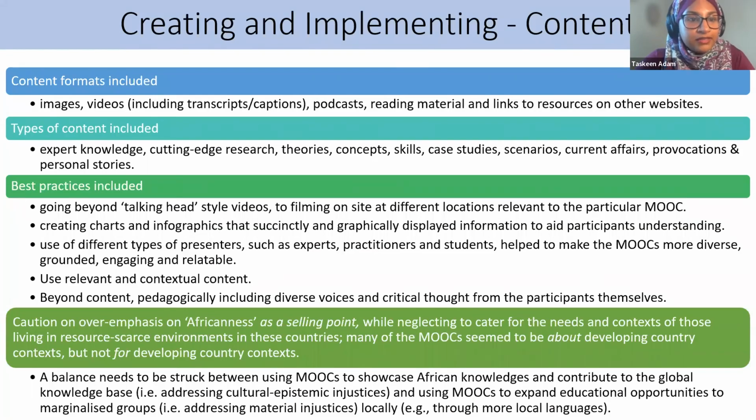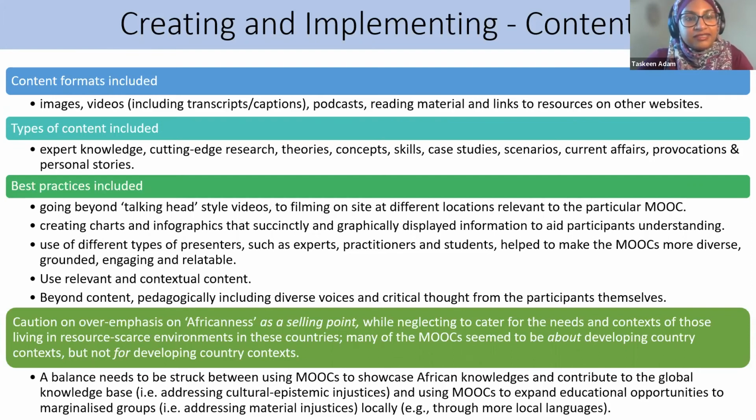The next is just looking at the different types of content. I think this is almost self-explanatory in the first one, whether it's using images, videos, podcasts, or reading materials, but then also looking at the types of content, right? You might want to have a mixture of these different things. So it could be expert content, or it could be new emerging research.